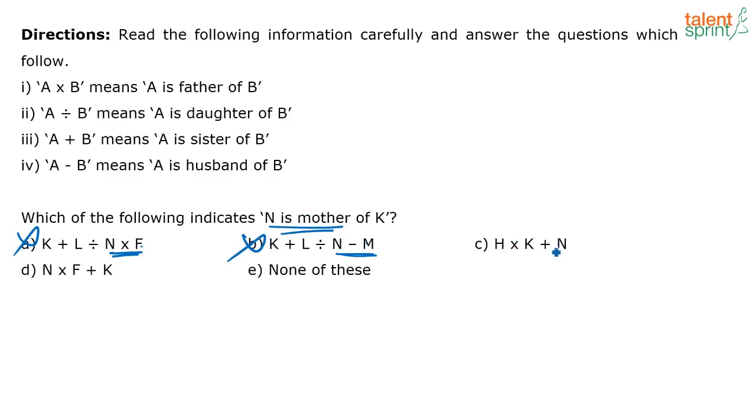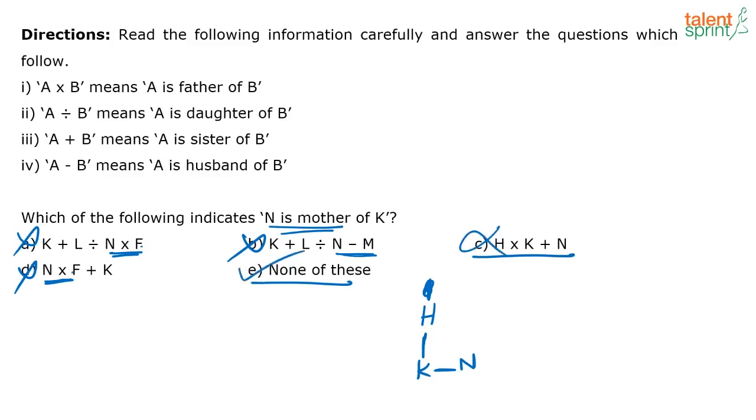Third option. Here you have, okay. Now let us look at the fourth option. N cross F. Again, N cross F means N is the father of F. Not possible. So we are left with this option and none of these. So let's try to represent this option alone in terms of the diagram. H cross K means that H is the father of K. Then K plus N means that K is the sister of N. So with this, can I say that N is the mother of K? No, I can't say with this statement also. Again, not true. So the correct answer here will be none of these.